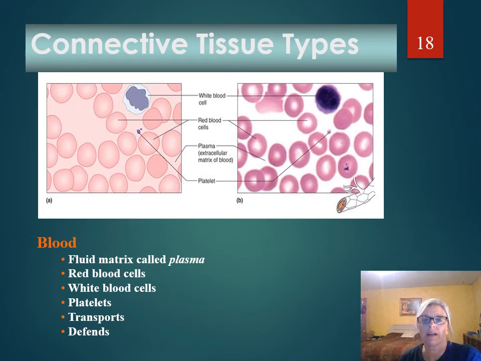The next connective tissue type are red blood cells. These are also really nice and easy to identify, so don't miss these questions on your lab exam.